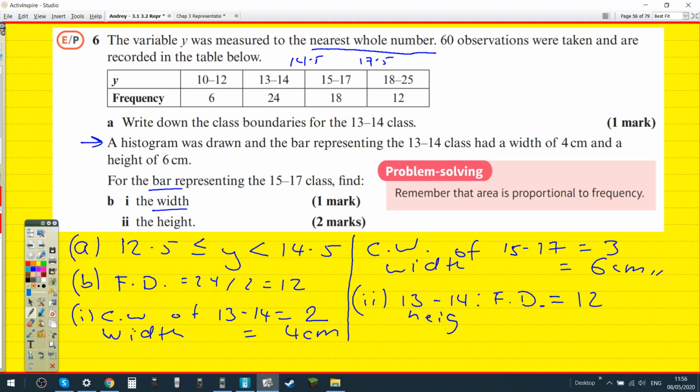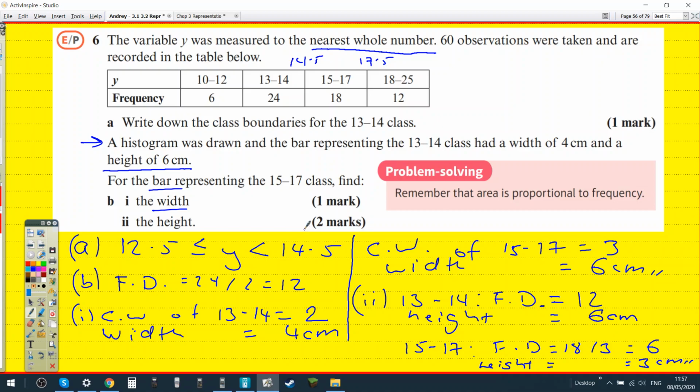What is the height? So the height will be frequency divided by 12. So 2. Hold on. The height is 6. So they don't have a page tall enough to do a 12 centimeter bar, so they did a 6 centimeter one instead. And so then the 15 to 17 class. We're trying to find the height for that one. Will the frequency density be 6 and the height 3? And so the height is 3 centimeters. That's it.